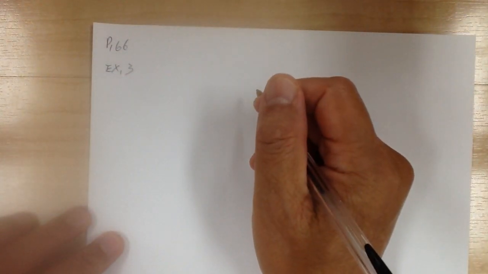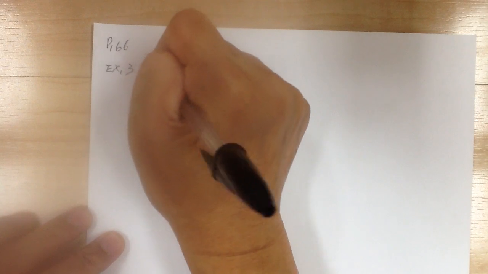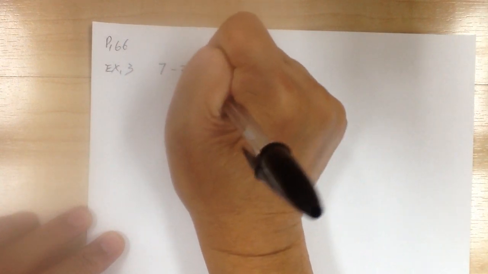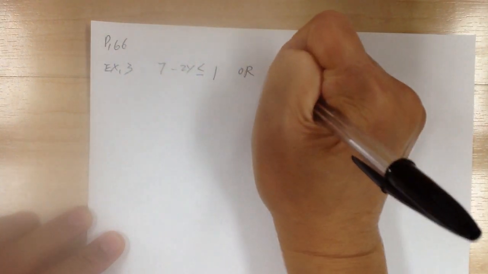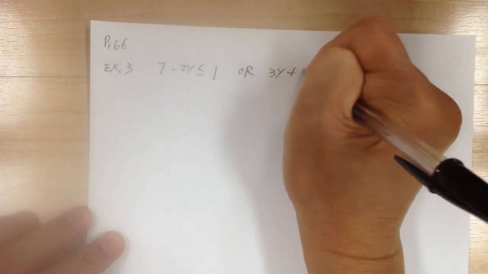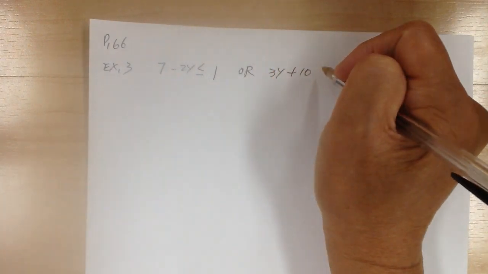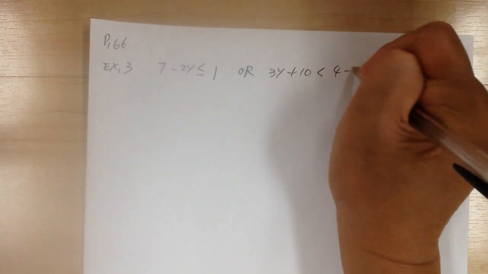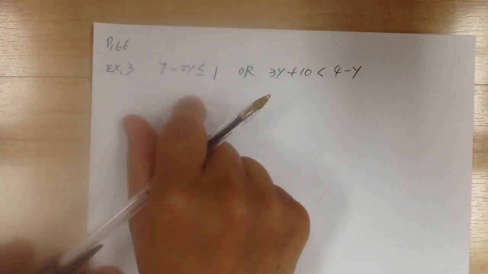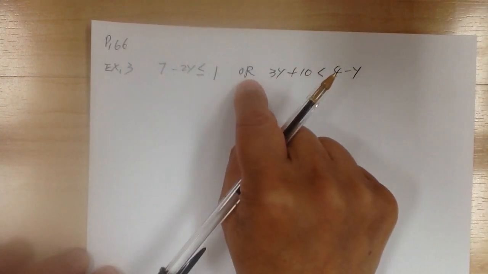Solve the disjunction. Disjunction means or. So you got 7 minus 2y is less than or equal to 1, or 3y plus 10 is less than 4 minus y. So let's go and do this part, and do this part, and we can do the or after that.